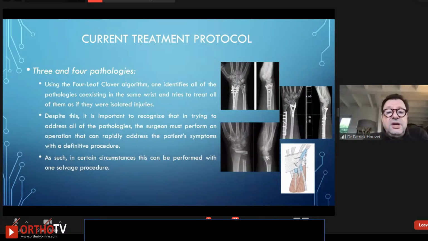If you have 3 or 4 pathologies, using the four-leaf clover algorithm, one identifies all the pathologies coexisting in the same wrist and tries to treat all of them as if they were isolated injuries. Despite this, it's important to recognize that in trying to address all the pathologies, the surgeon must perform an operation that can rapidly address the patient's symptoms with a definite procedure. So as such, in certain circumstances, we can perform a one-step salvage procedure.